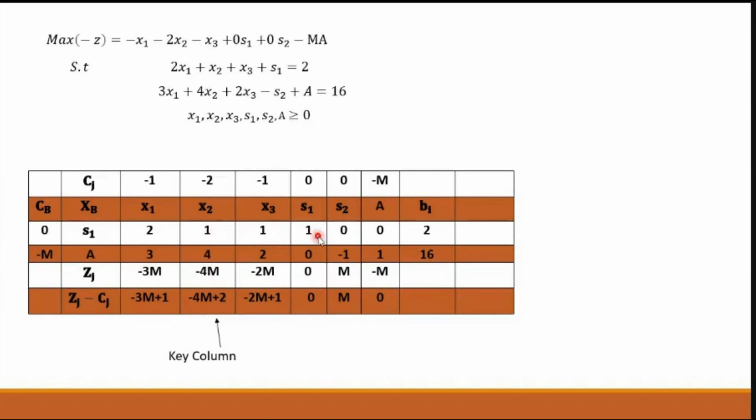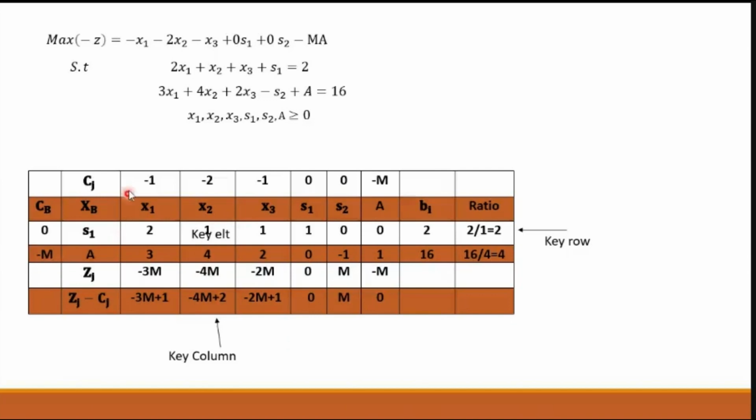There are two positive elements. So take the ratios of these positive elements, 2 by 1 and 16 by 4. 2 is the minimum. So first row becomes the key row. And the intersection of key row and the key column is called the key element. Okay? -4m plus 2 आएगा निकिता, not m1. Yes. Intersection of key column and key row is called the key element. Key element is already 1, so we need not do it.